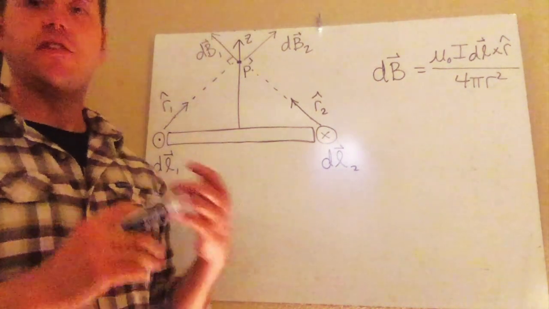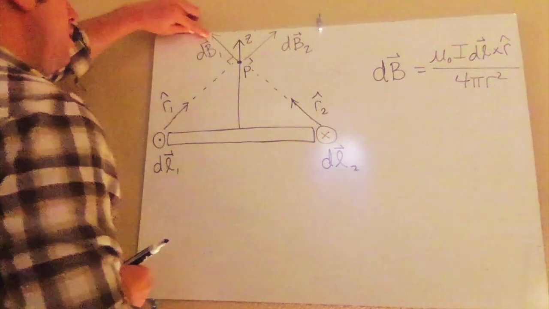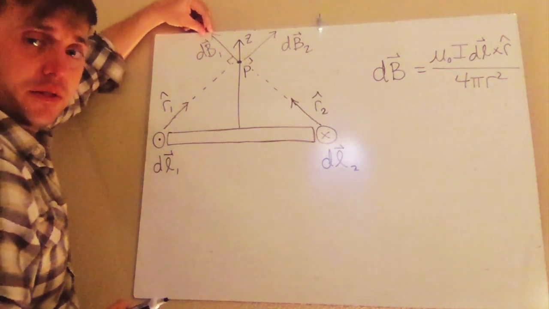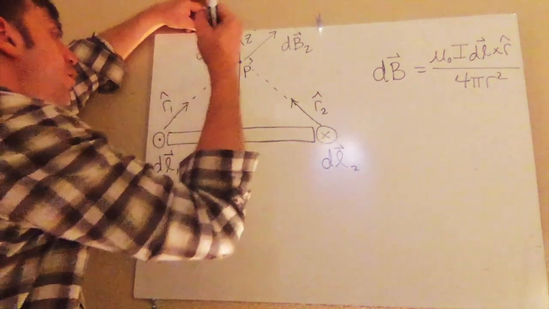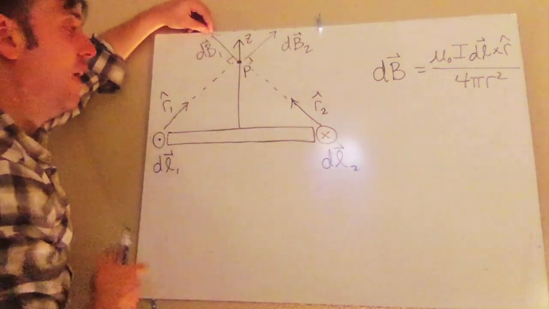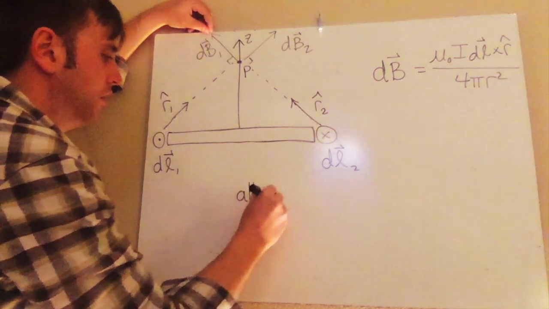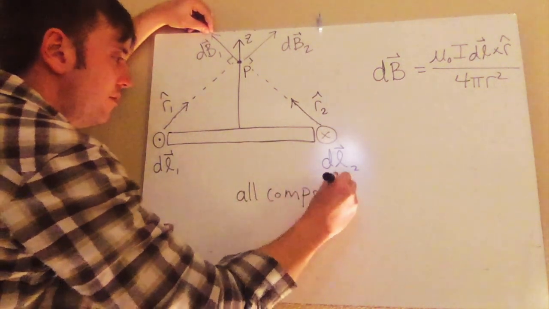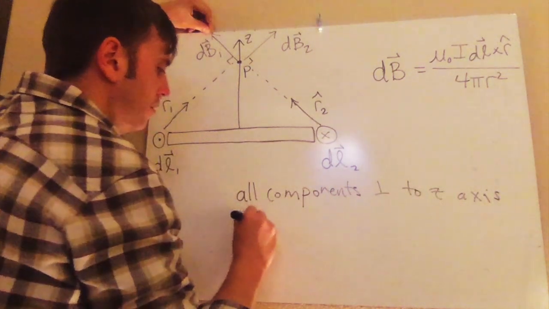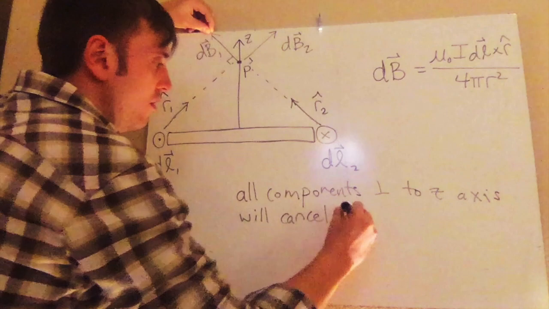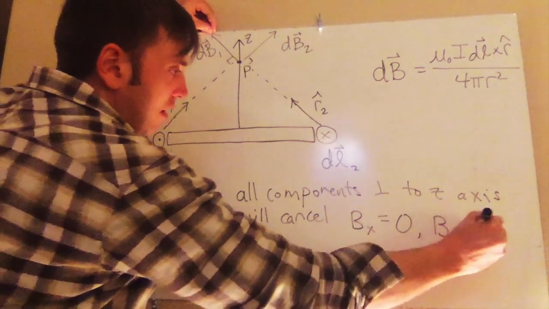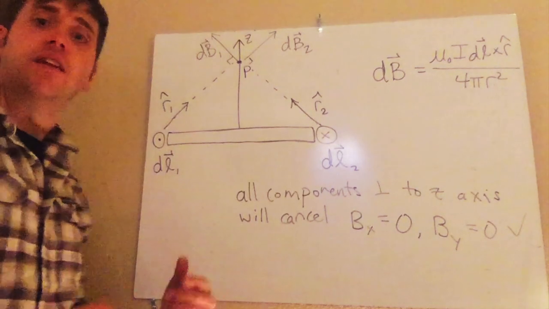So the argument from symmetry is basically this. For every component of dB that is perpendicular to the z-axis, so like x components or y components, we have an opposite component contributed by a little current element on the other side, which exactly cancels it out. So basically, all components that are perpendicular to the z-axis will cancel. So that means my B field in the x direction, that's 0. My B field in the y direction, that's also 0. That's what we get by making this argument from symmetry.